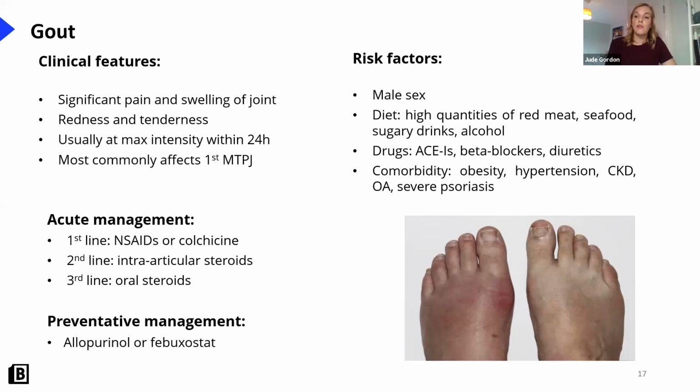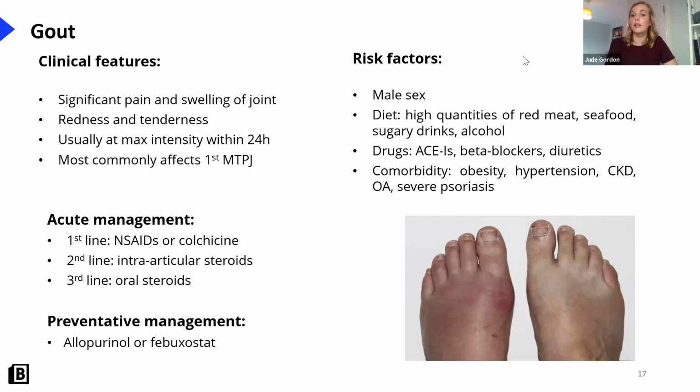And it most commonly affects the base of the toe, but it can affect other areas. So ankle and knees are also quite common, but it can affect anywhere. There are a number of different things that put people at higher risk of gout. It's much more common in men than it is in women. Diet is quite important in gout, so a diet high in purines, and that can come from consuming high quantities of things like red meat, seafood, and alcohol as well. There's a number of drugs that can cause you to have a higher risk. The classic one, and particularly one to look out for in exam questions, is diuretics.